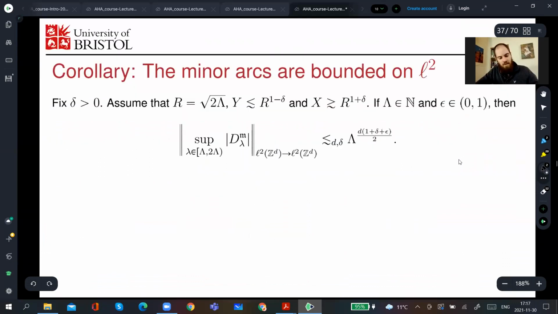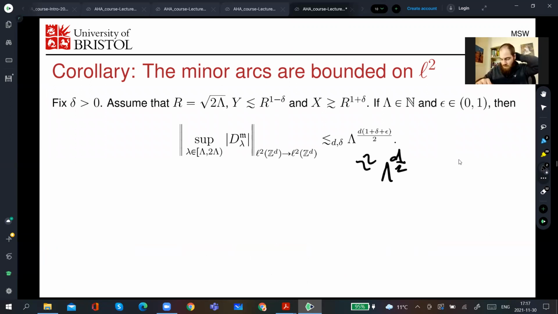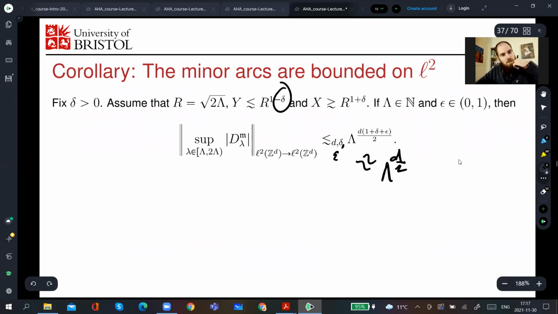And as a corollary, taking our choices of X and Y, as I said they would be earlier, as well as our choice of R, we end up getting this bound for the dyadic maximal function associated to the minor arc error terms on L2. You notice that this is almost lambda to the d over 2, which would be square root cancellation. But there are these deltas and epsilons that we've lost. This also depends on epsilon. So this is going to force us later on to choose delta sufficiently small, after, of course, choosing epsilon sufficiently small.